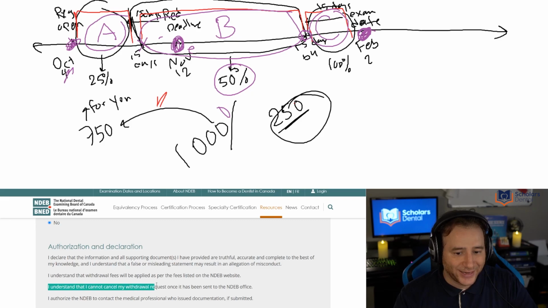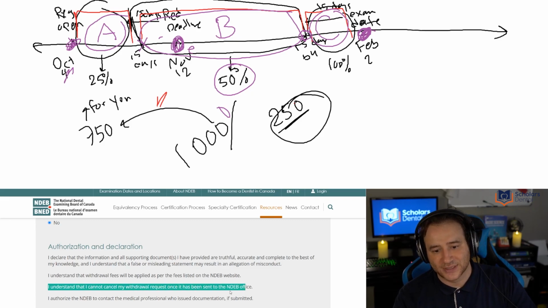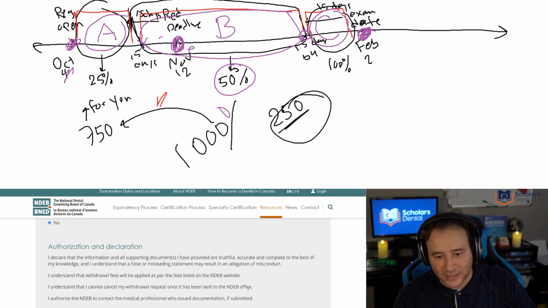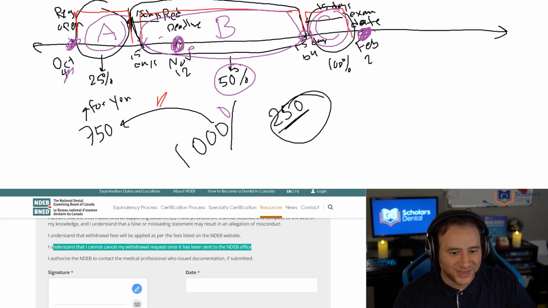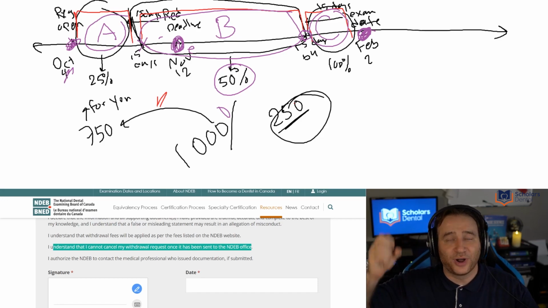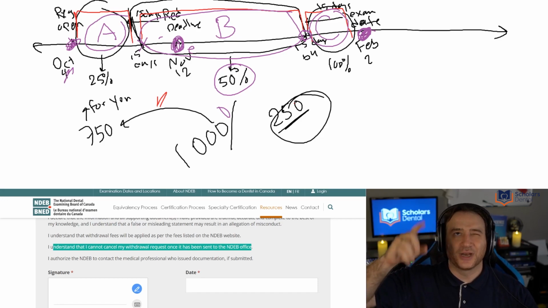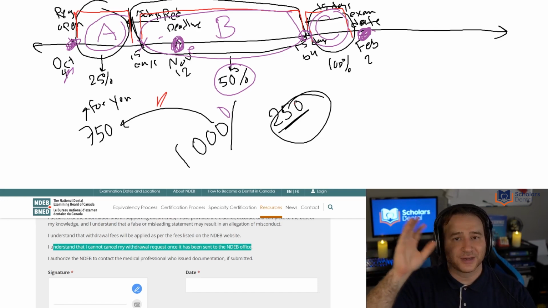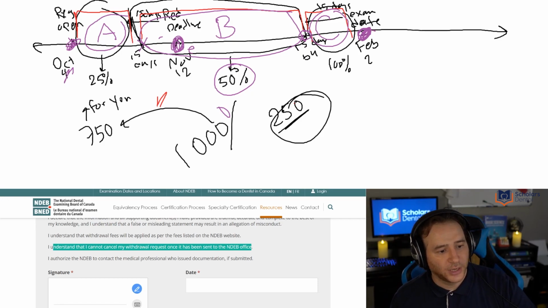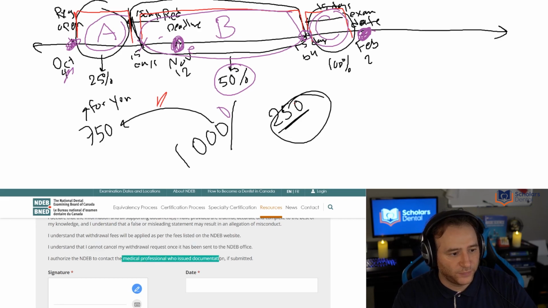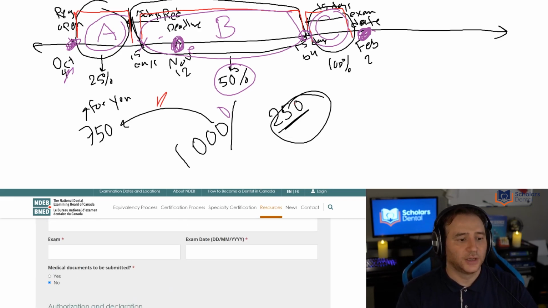I understand that I cannot cancel my withdrawal request once it has been submitted or sent to the NDEB office. So please be sure that you want to withdraw, because if you withdraw, you cannot withdraw the withdrawal, okay? You cannot cancel your withdrawal. Once you do that, you're out of the exam, it seems like. Okay, and they will contact your medical professional to make sure the documentation is correct and everything. That's fair. And that's pretty much it.